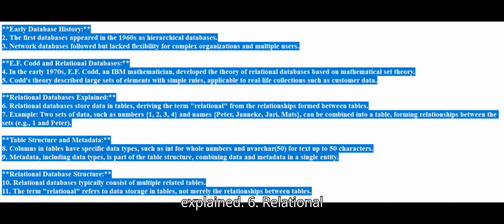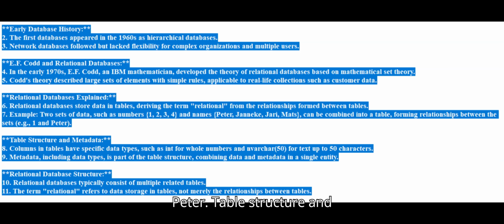Relational databases explained. 6. Relational databases store data in tables, deriving the term relational from the relationships formed between tables. 7. Example: two sets of data, such as numbers 1, 2, 3, 4, and names Peter, Janek, Yari, Mats, can be combined into a table, forming relationships between the sets, e.g., 1 and Peter.